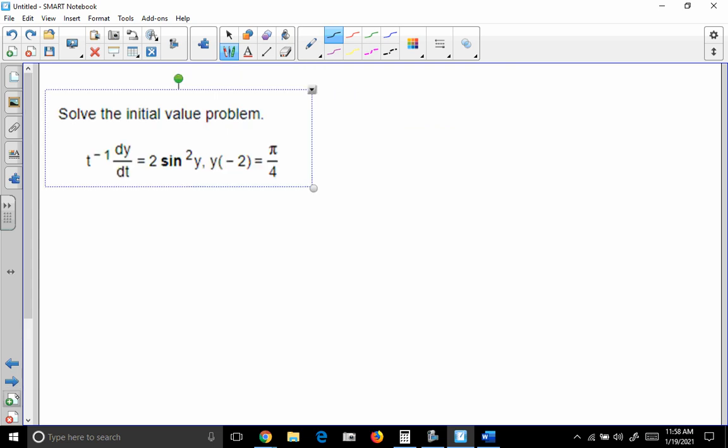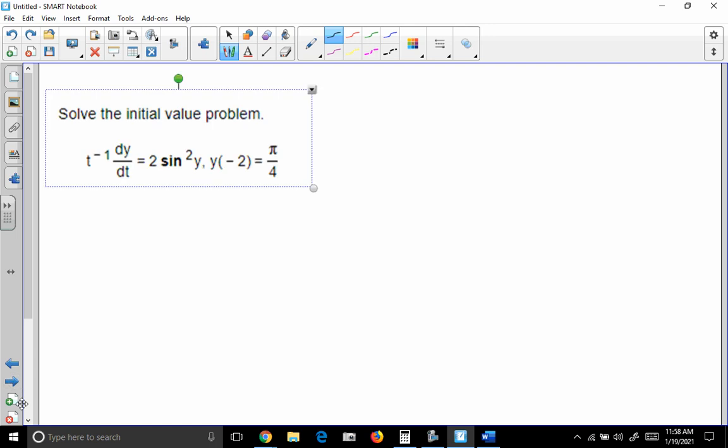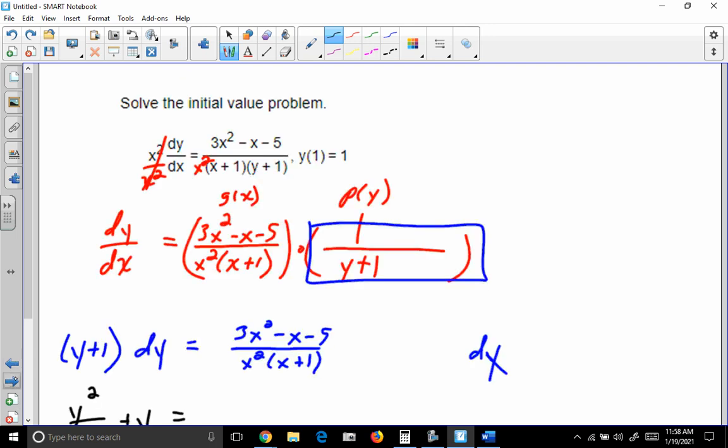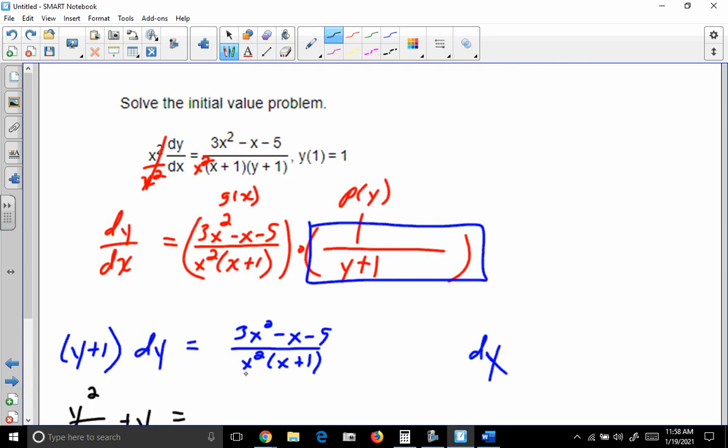So I'm going to give us another page. I'll put a blank page here, and let's see if we can rewrite 3x squared minus x minus 5. Let's see if we can use partial fraction decomposition to break that apart into something that is more easily integrable.